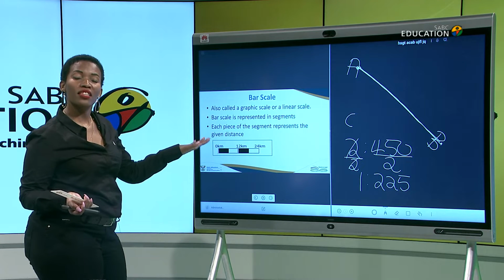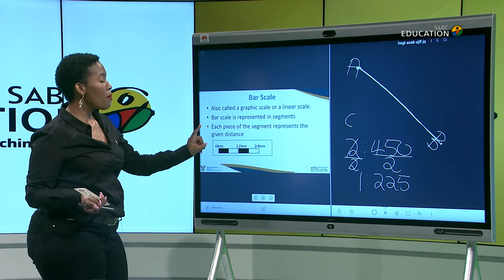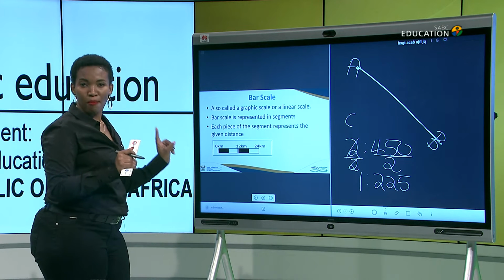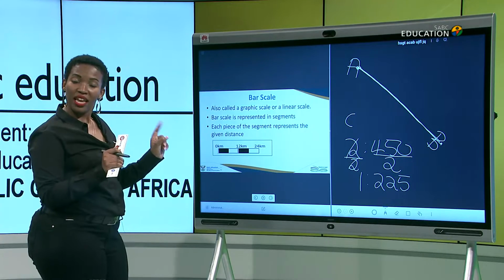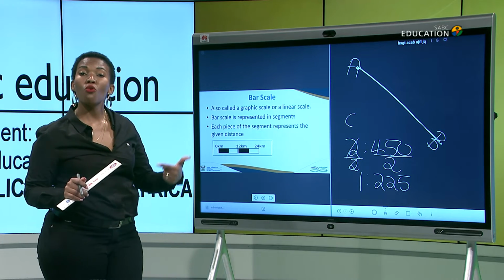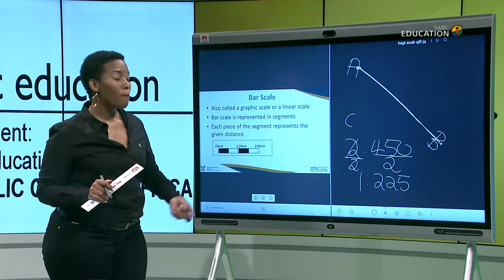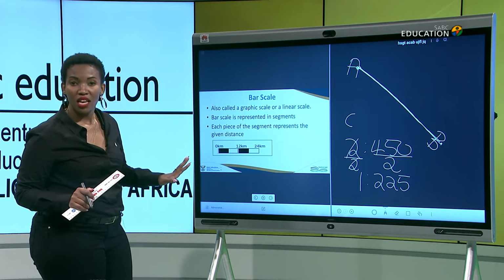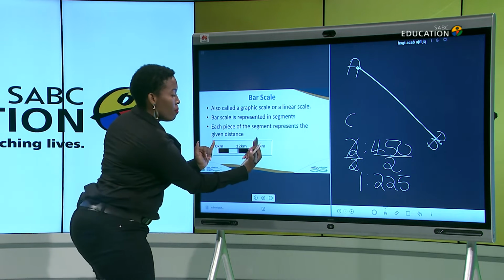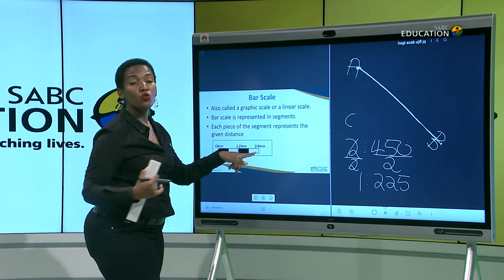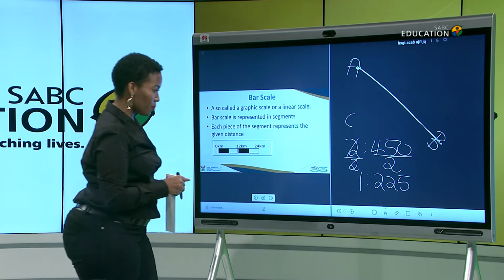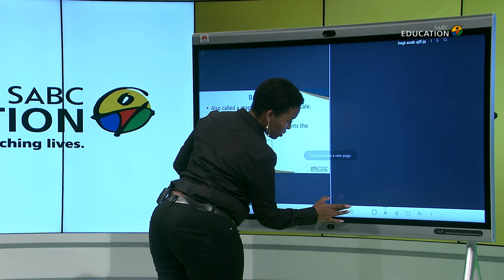Now, how do we explain the meaning of this bar scale? A bar scale is different from a number scale. Remember, with a number scale, I said that the units must always be the same. But with a bar scale, your units do not have to be the same, because this is a small part, and it already represents what? 24 kilometers. So how would you explain this bar scale? This is how you're going to explain it.